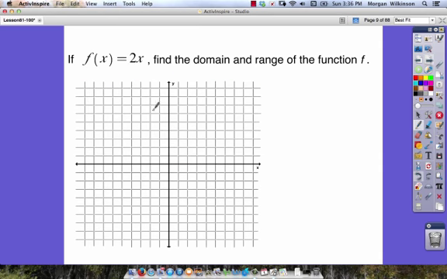This one's a little bit different. It says, if f of x is equal to 2x, find the domain and range of the function f. So domain. Domain is a word that just means all possible x values. And range must be the opposite. Range is all possible y values.